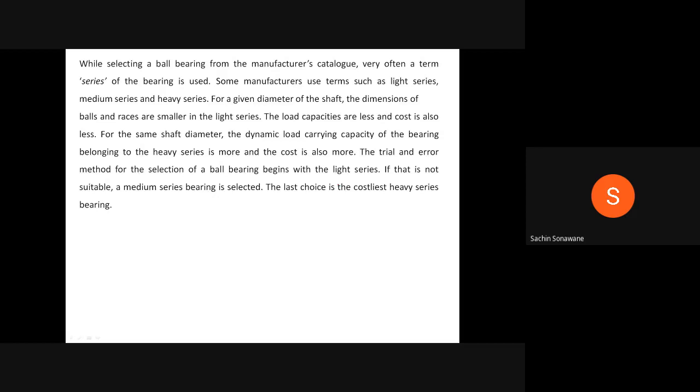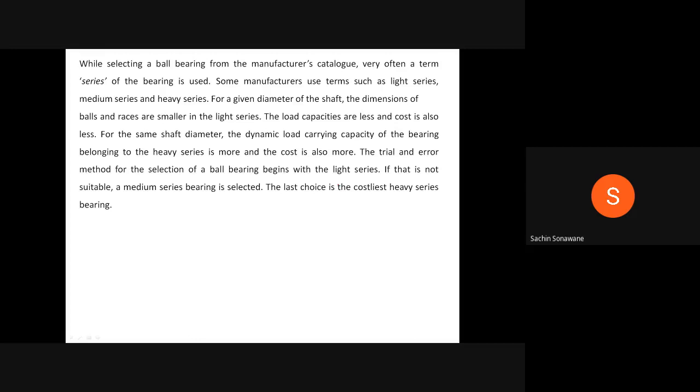While selecting a ball bearing from the manufacturer's catalog, very often a term series of the bearing is used. Some manufacturers use terms such as light series, medium series, and heavy series for a given diameter of the shaft. The dimensions of balls and races are smaller in the light series. The load capacities are less and cost is also less. For the same shaft diameter, the dynamic load carrying capacity of the bearing belonging to the heavy series is more and the cost is also more.